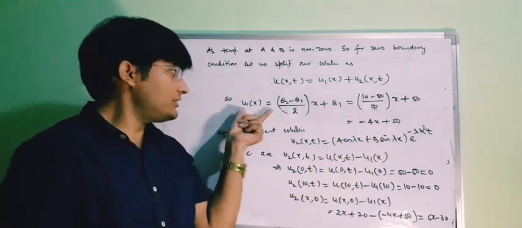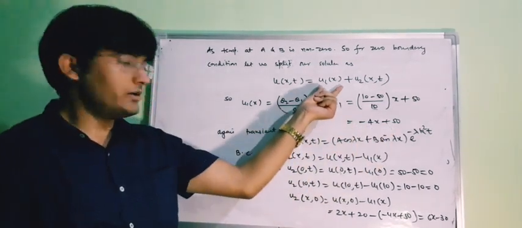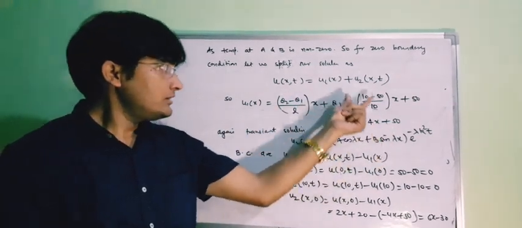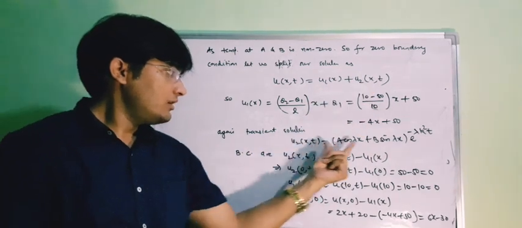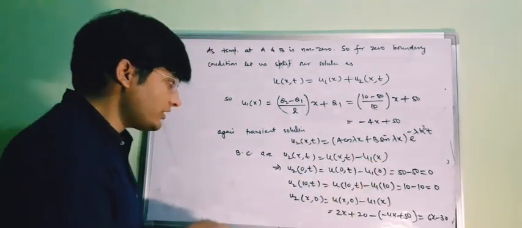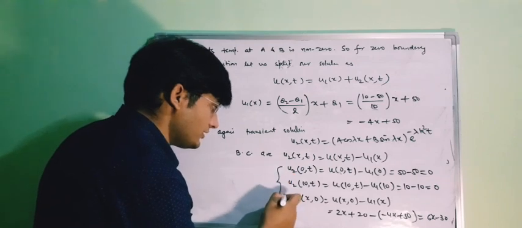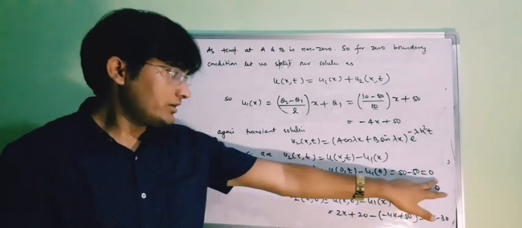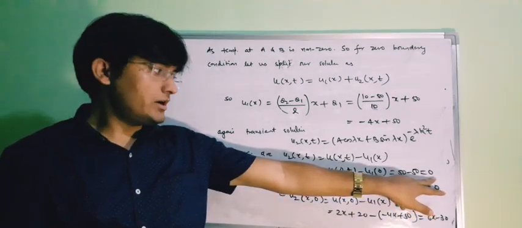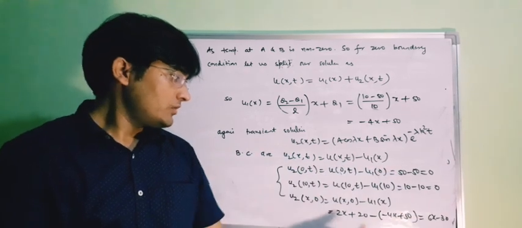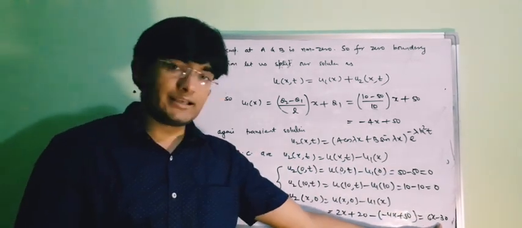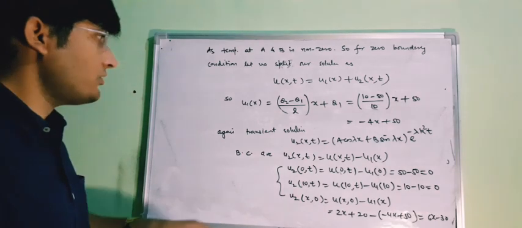So we have the steady state solution. We have already evaluated u1(x). Now to get u2(x,t), our solution is this one, with these three boundary conditions. You can see that the temperature at the ends is 0, with the initial temperature as 6x minus 30. So now let us find its solution.